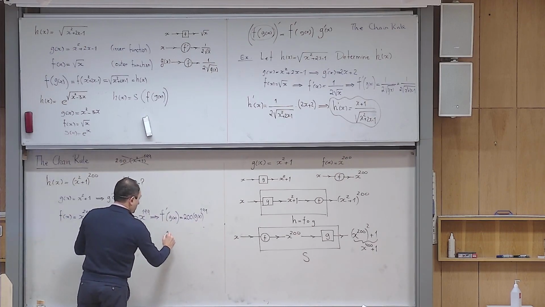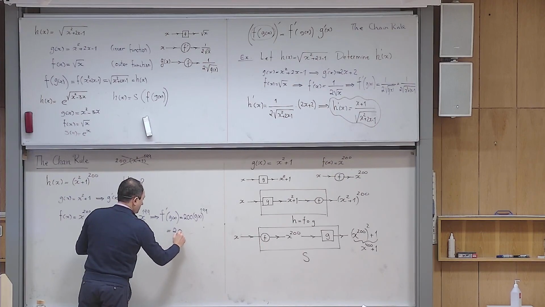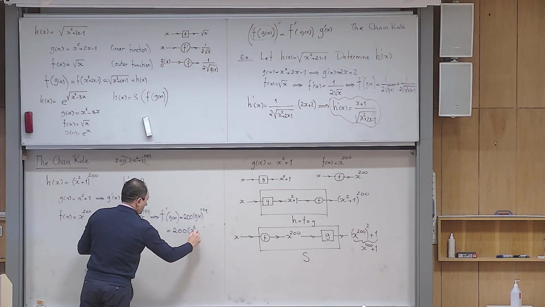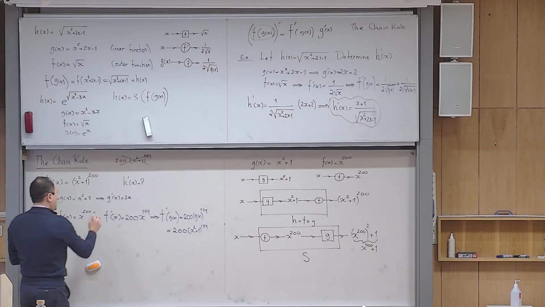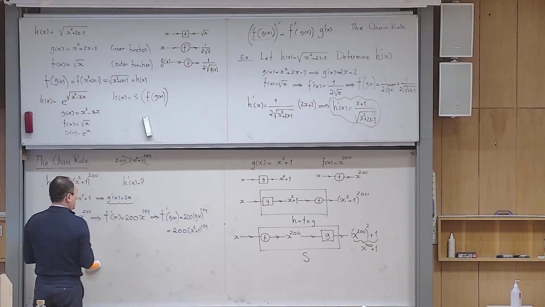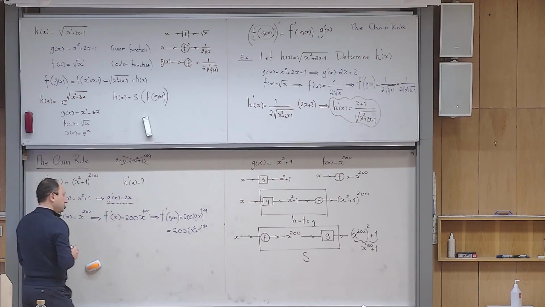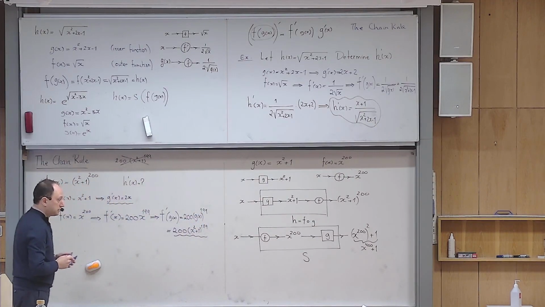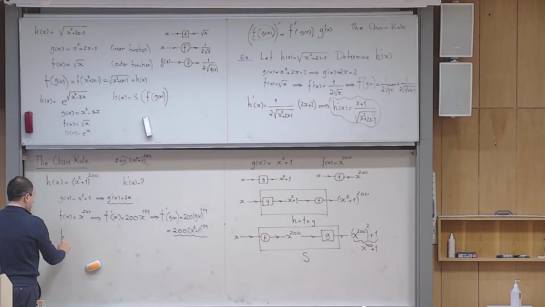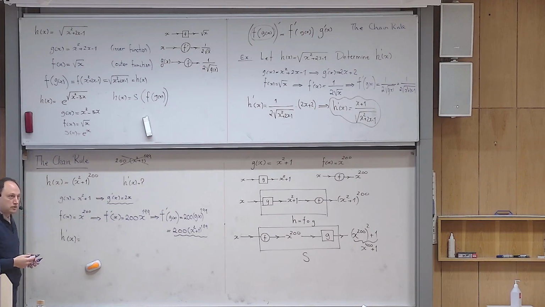So I continue a little bit more. So this becomes 200 times (x squared plus 1) to the power of 199. So I have everything that I need. I needed g prime of x, I have it. I needed f prime of g of x, I have it. So the final answer is h prime of x is just the product of these two results.